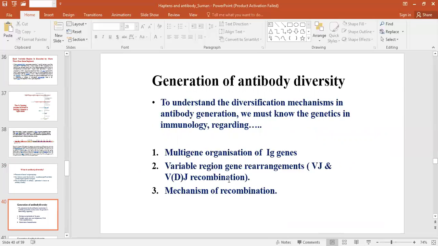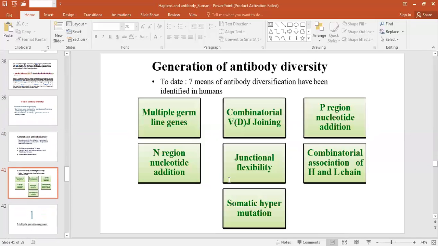Now, to understand the diversification mechanism in antibody generation, we must know the genetics in immunology regarding these 3 different facts. One is the multi-gene organization of the IgG genes. Then the variable region gene rearrangement. So first one is the VJ and then VDJ recombination that we have already discussed in our previous slide. And the third one is the mechanism of recombination.